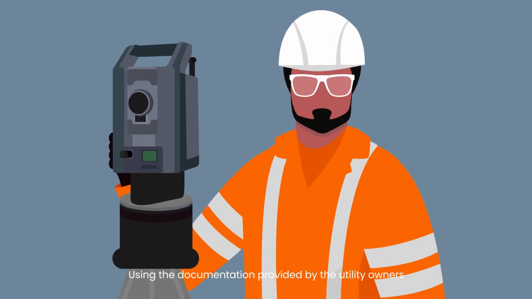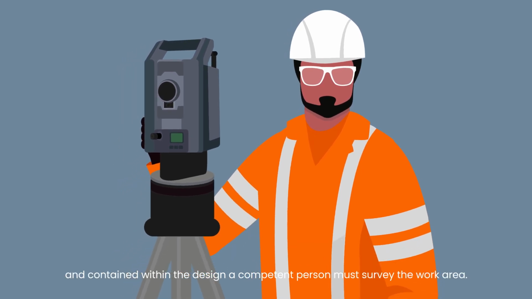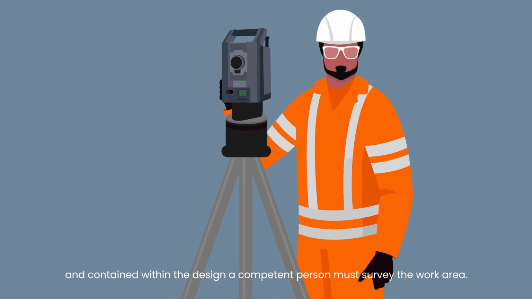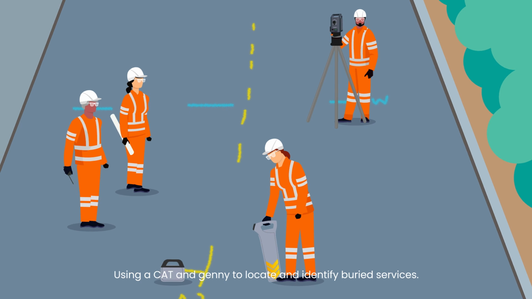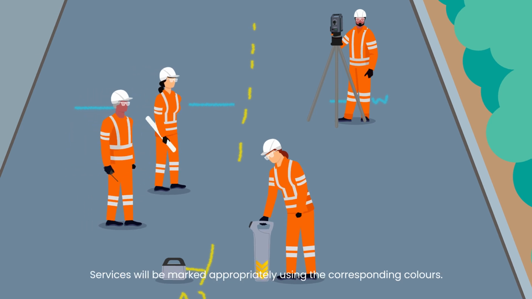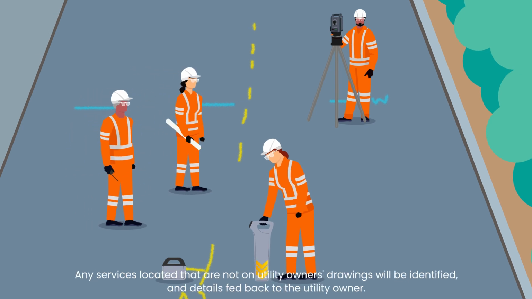Using the documentation provided by the utility owners and contained within the design, a competent person must survey the work area. Using a CAT and Genny to locate and identify buried services, services will be marked appropriately using the corresponding colours. Any services located that are not on the utility owner's drawings will be identified and details fed back to the utility owner.